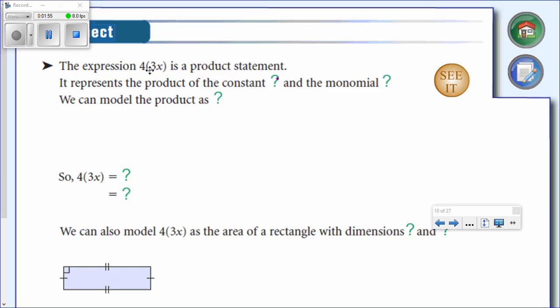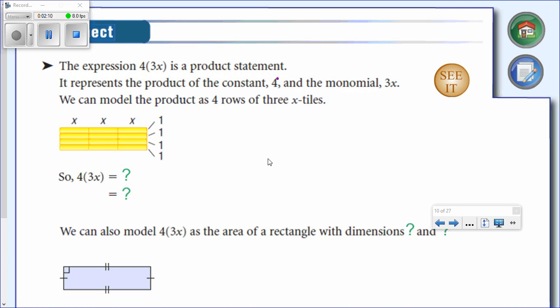Okay, so my constant is 4, my monomial's 3x. So it represents the product of 4 and 3x. We can model the product as 4 rows of 3 x tiles. So we have 1, 2, 3, 4 rows. And here across the top, we can see how we're seeing our 3x. x plus x plus x is 3x. So if we counted up all those tiles, we'd see there were 4 here, 4 here, 4 here, and they're all x's. So 4 plus 4 plus 4 would give us 12 x's, right? 12 x tiles.